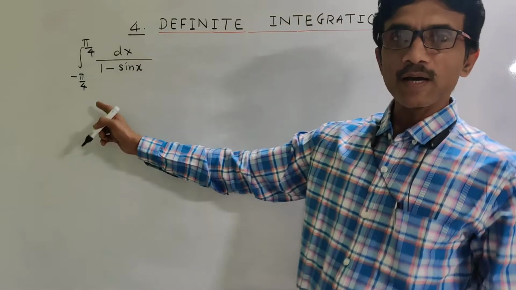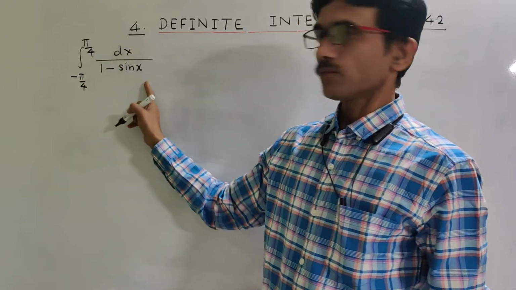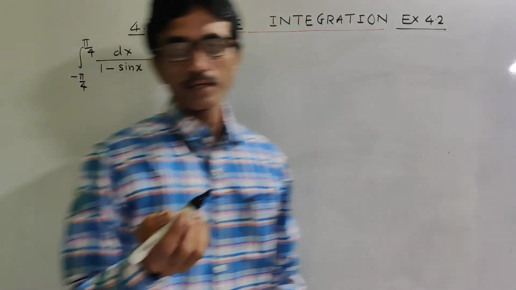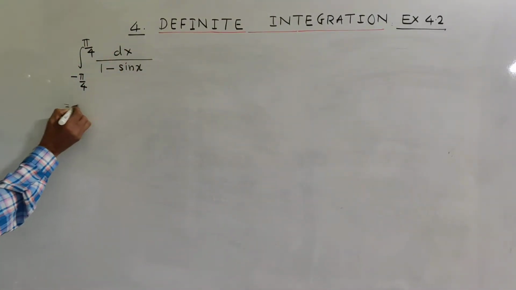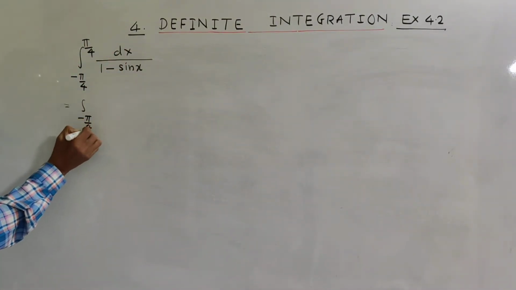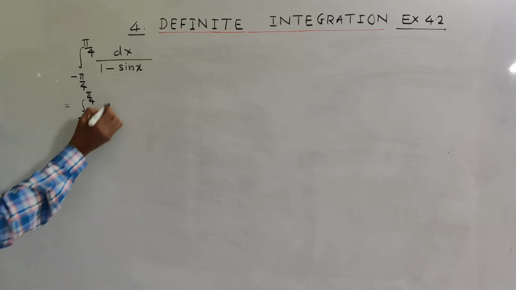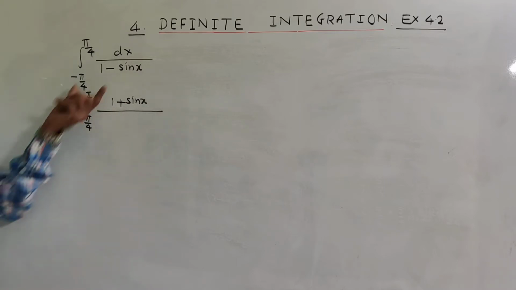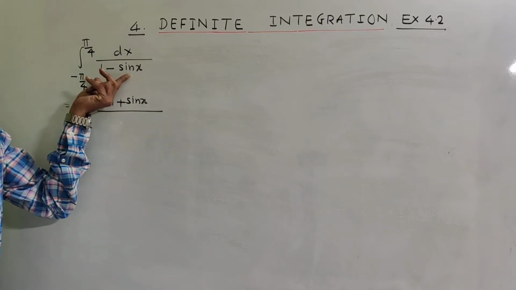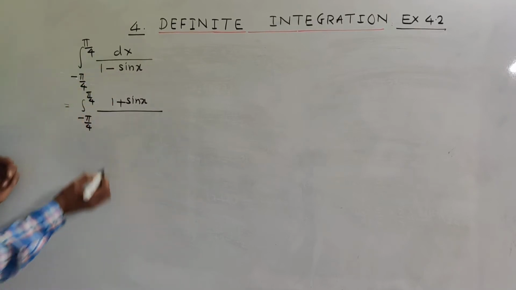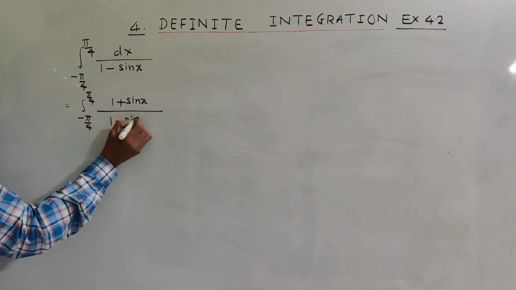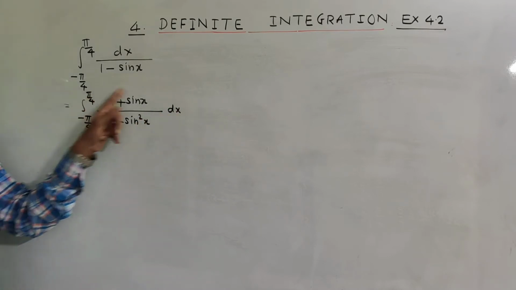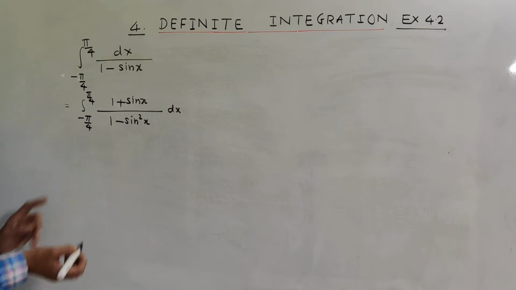We evaluate the integral from minus pi by 4 to plus pi by 4 of dx upon 1 minus sin x. So we multiply by 1 plus sin x in numerator and denominator. The denominator is 1 minus sin x into 1 plus sin x, that will give us 1 minus sin square x, dx, as we multiplied 1 plus sin x to numerator and denominator.